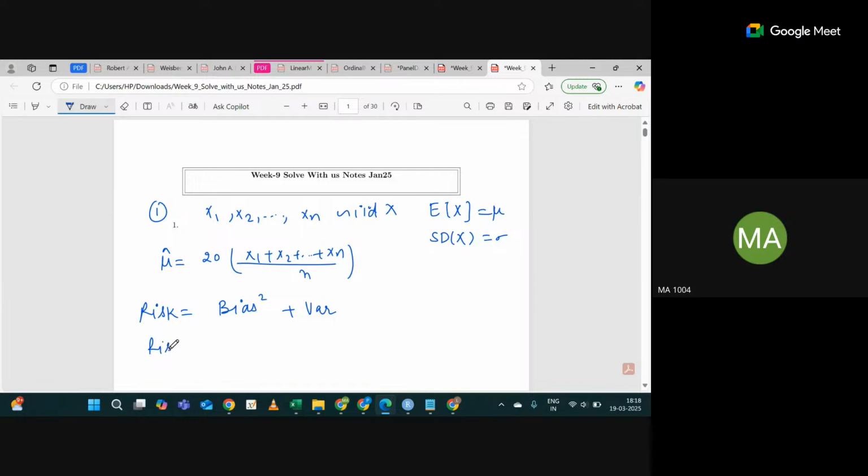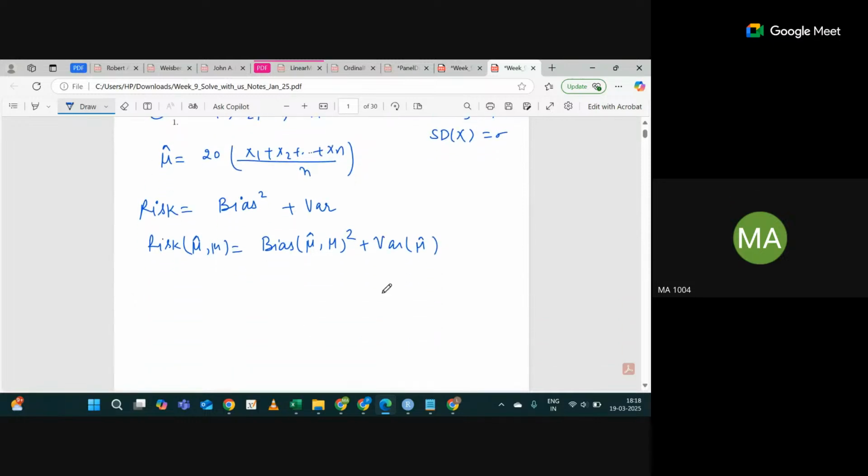That means risk of mu hat comma mu, and we have to calculate the bias term. This is just a notation, plus we know the variance of mu hat. First of all, we have to calculate the bias. Okay, so let's make it equation number star.